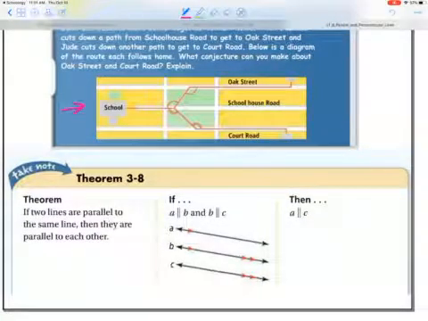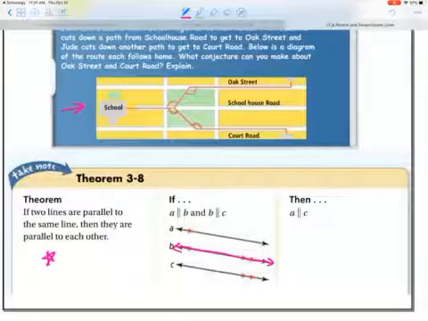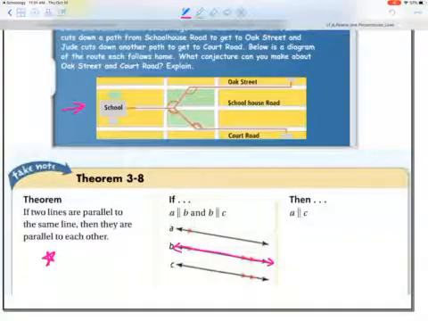Let's take this theorem. If two lines are parallel to the same line, you can see that line A is parallel to B and line C is parallel to B, they're going to be parallel to each other. And so let's add this theorem to our handbook. Pause the movie, add it to your handbook, press play when you are finished.